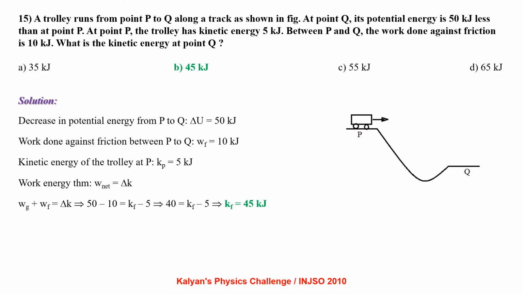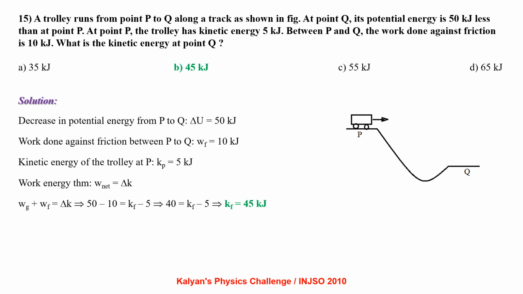A trolley runs from point P to Q along a track as shown in the figure. At point Q, its potential energy is 50 kilojoule less than at point P. At point P, the trolley has a kinetic energy of 5 kilojoule. Between P and Q, the work done against friction is 10 kilojoule. What is the kinetic energy at point Q?